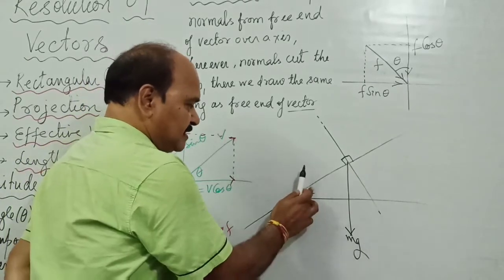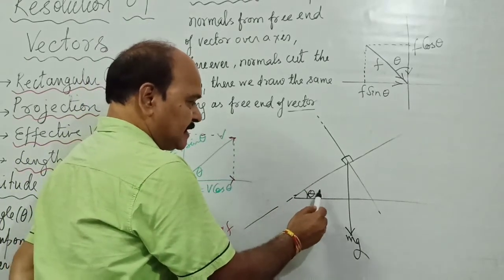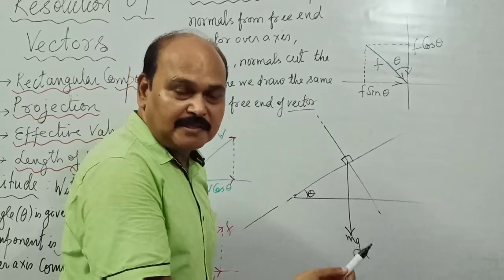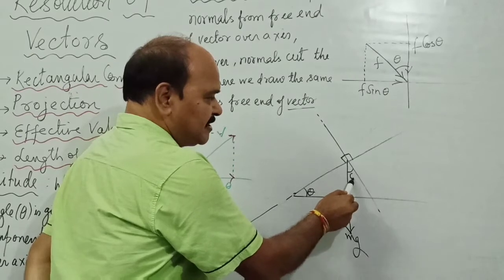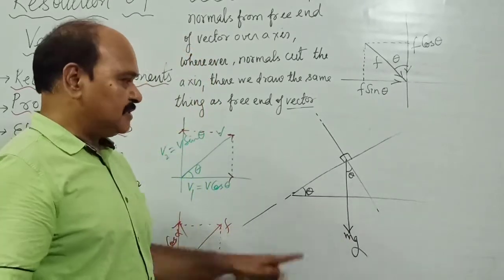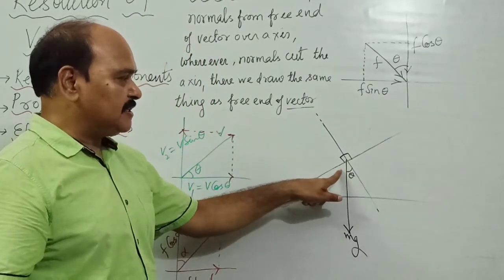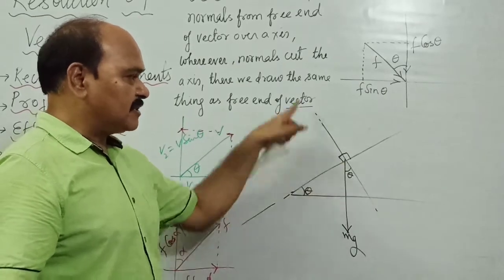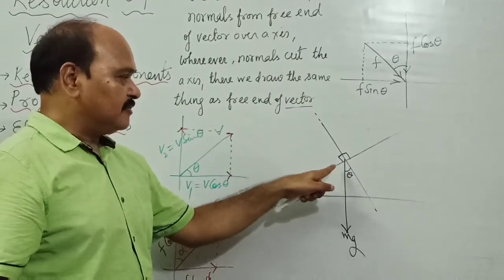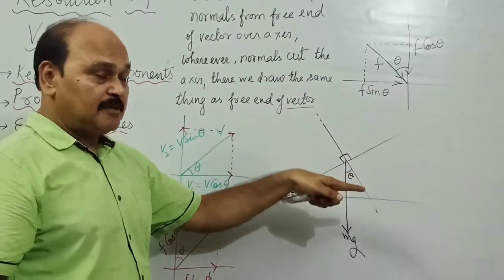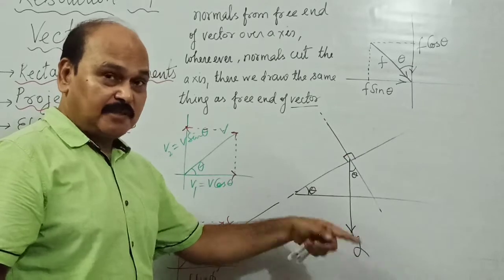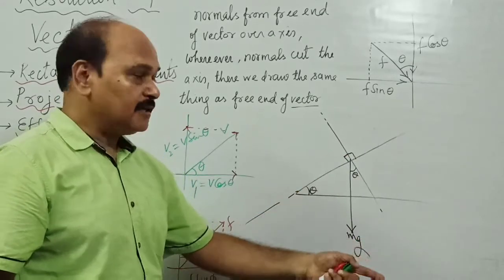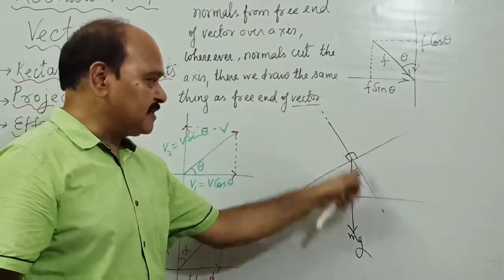See, if the angle of inclination of the plane is theta, then this angle is also going to be theta. By very simple geometry we can work it out. Since these two axes are perpendicular, this angle is going to be 90 minus 90 minus theta, that is theta. That means this mg is a force, a vector quantity, and this vector makes an angle theta from this axis.